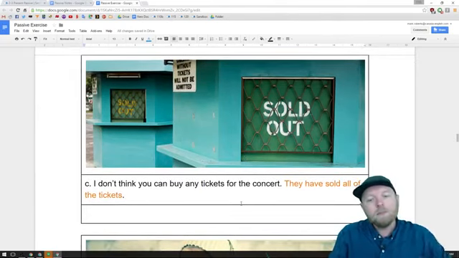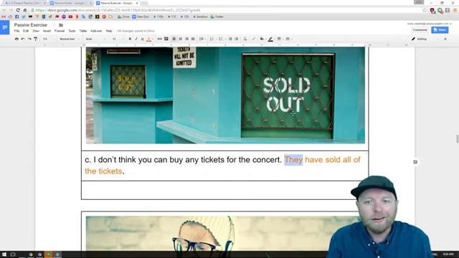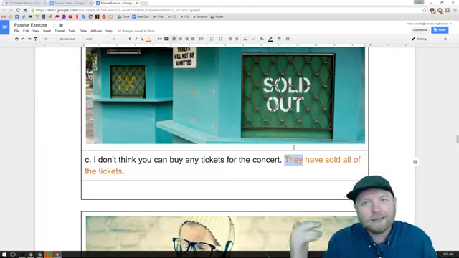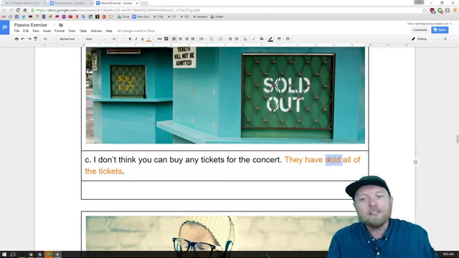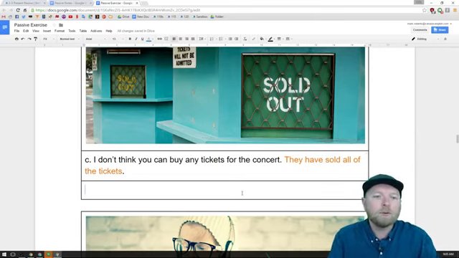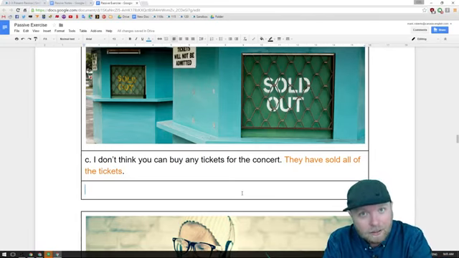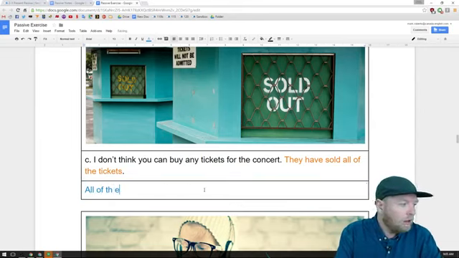I don't think you can buy any tickets for the concert. They, who's they? Well, the ticket people, right? Of course, it's who sells tickets, right? Well, the ticket company, right? So the agent is clear. We don't need to say they or the people. Just use passive. They have sold. This is present perfect. Remember, present perfect, we need have or has with been and a past participle. So what's the receiver? All of the tickets.